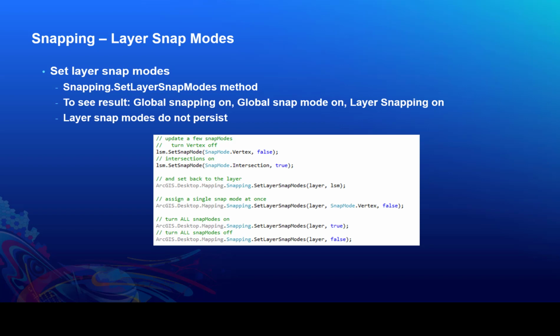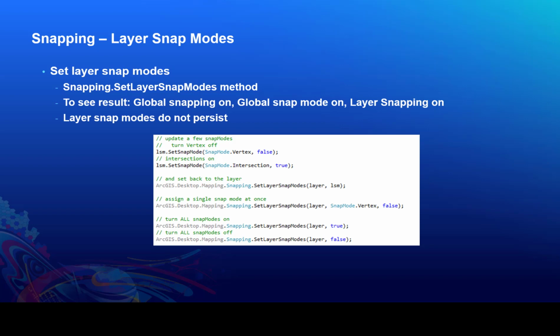Now the caveats that I was talking about. A couple of things have to be on to see any effect. Obviously global snapping has to be on, so you want to be able to snap to something. The global snap mode must be on. So if I'm changing the availability of a vertex on a layer, I'm not going to see any result unless the global snap vertex is on, either under the UI or I've set it previously. And then lastly, common sense, the layer snapping has to be on for that layer, of course. So yes, I can snap to hydrants and I've turned on these individual snap modes.